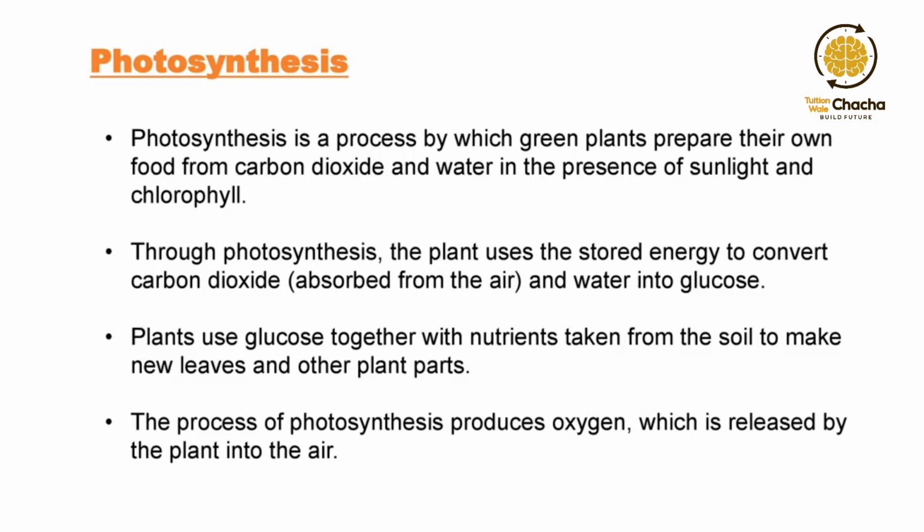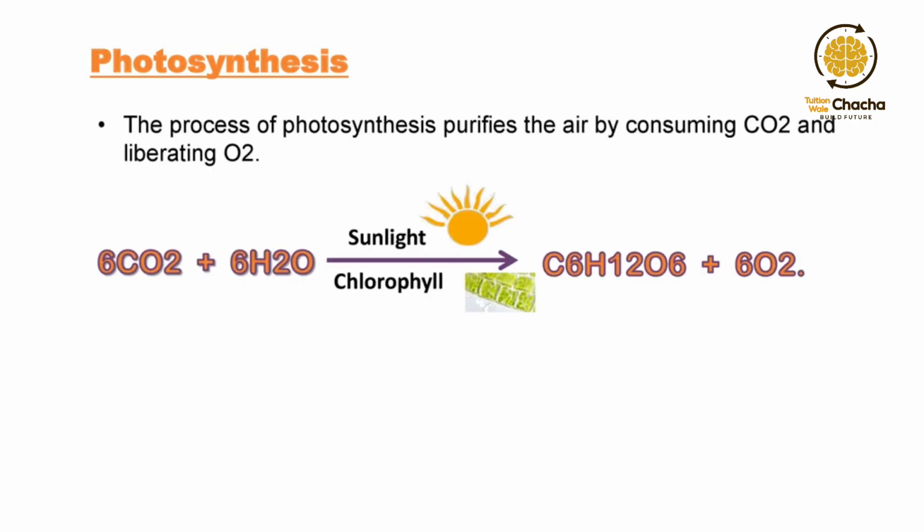Photosynthesis is a process by which green plants prepare their own food from carbon dioxide and water in the presence of sunlight and chlorophyll. Through photosynthesis, the plant uses the stored energy to convert carbon dioxide, absorbed from the air, and water into glucose. Plants use glucose together with nutrients taken from the soil to make new leaves and other plant parts. The process of photosynthesis produces oxygen, which is released by the plant into the air. The process of photosynthesis purifies the air by consuming CO2 and liberating O2.